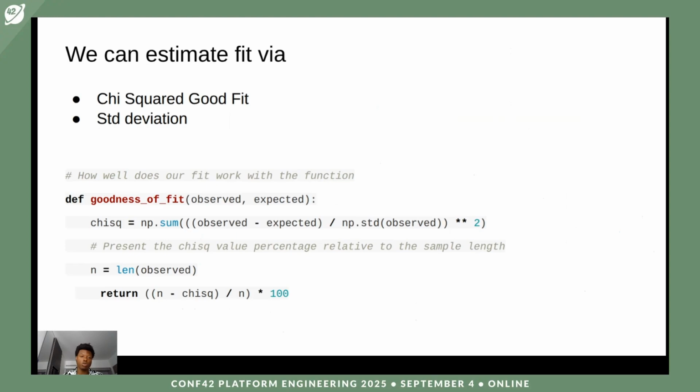We can use the chi-squared goodness of fit or standard deviation, which is used in chi-squared goodness of fit. And then chi-squared goodness of fit is better because it also takes into consideration the number of samples, as opposed to standard deviation where you're just checking the range of deviation of the samples from the mean.